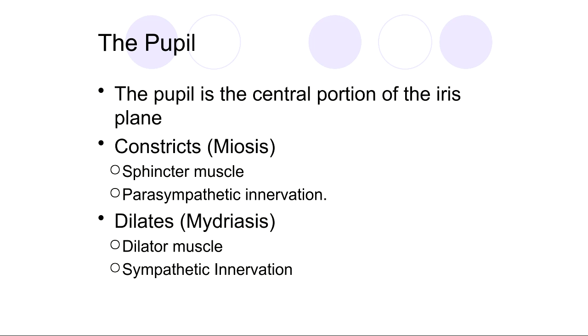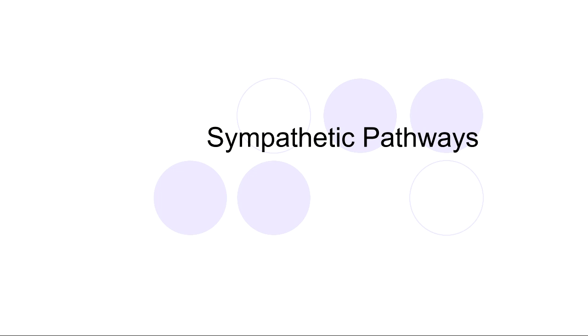All right, so the pupil is a central portion of the iris plane, and it can constrict or dilate. So when it constricts, we call that miosis, and that's controlled by the sphincter muscle, which is under parasympathetic innervation. When it dilates, we call it mydriasis, and that's controlled by the dilator muscle, which is under sympathetic innervation. We're going to speak first about the sympathetic pathways, all right?